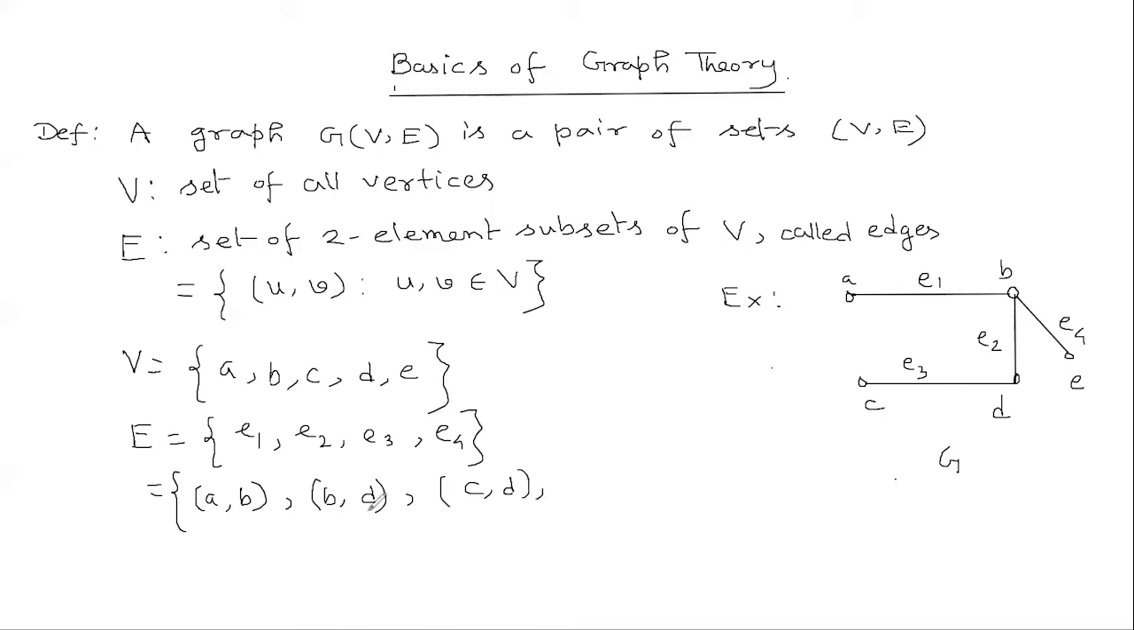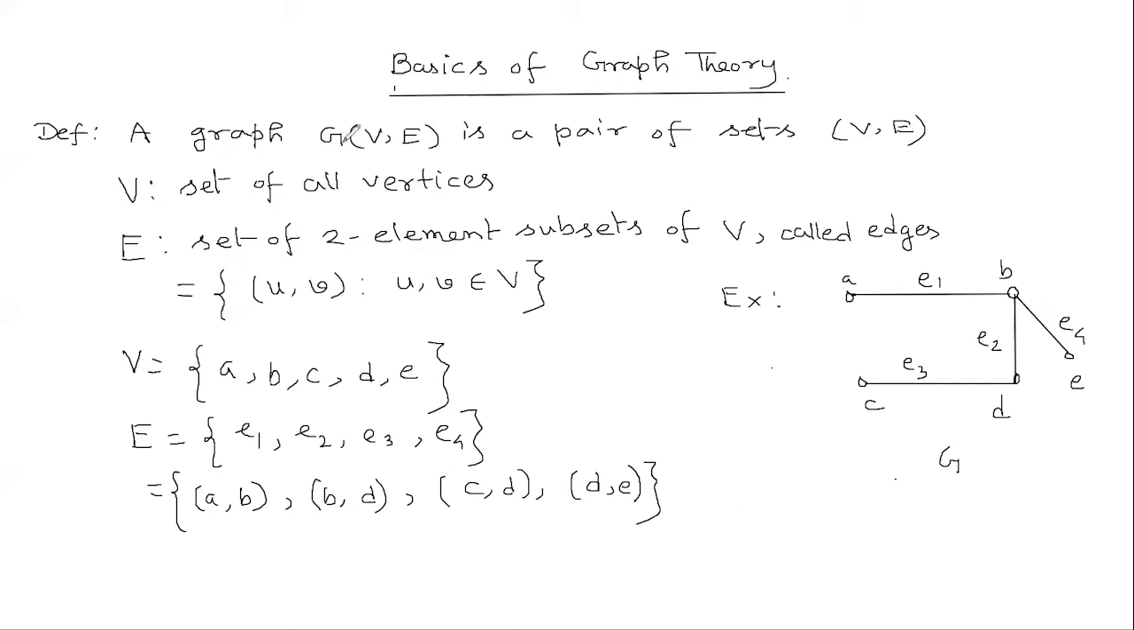These are not ordered pair of elements. They are unordered pair of elements. It may be AB or BA. We can write anything. CD and DE or ED. So this is the set of all edges.